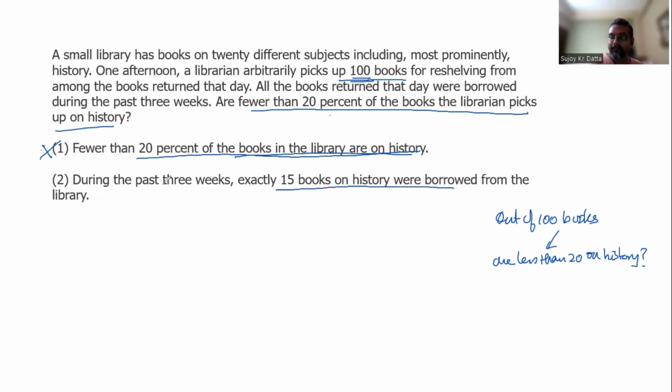Now, if only 15 books were borrowed, then the maximum number of history books that could be in those 100 books is 15. Because during the past 3 weeks, you borrowed only 15 books, and you are picking 100 books from the last 3 weeks only. So that could never have more than 15 books on history. And if that is true, then the maximum percentage would be 15%, less than 20% for sure. So statement 2 is clearly sufficient. The answer is B.